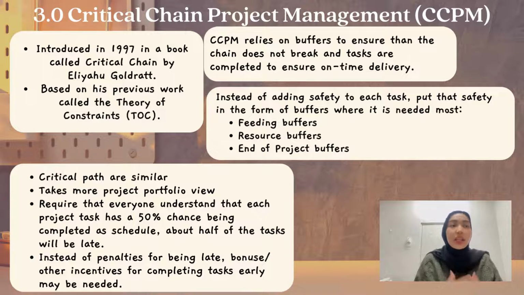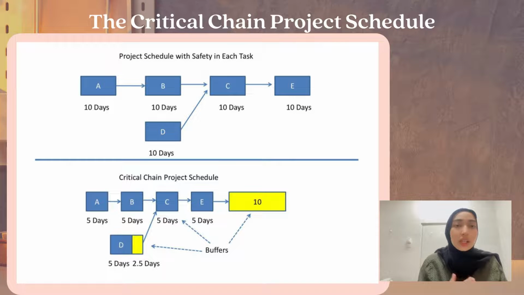Other than that, CCPM relies on buffers to ensure that the chain does not break and tasks are completed to ensure on-time delivery. So instead of adding safety to each task, put the safety in the form of buffers where it is needed most: feeding buffer, resource buffer, and also end of project buffer. As you can see here, this is the project schedule with safety in each task.